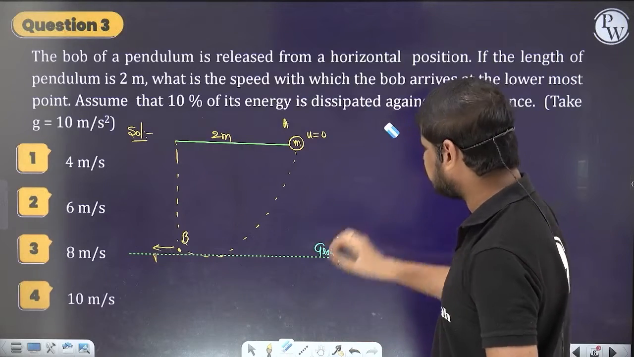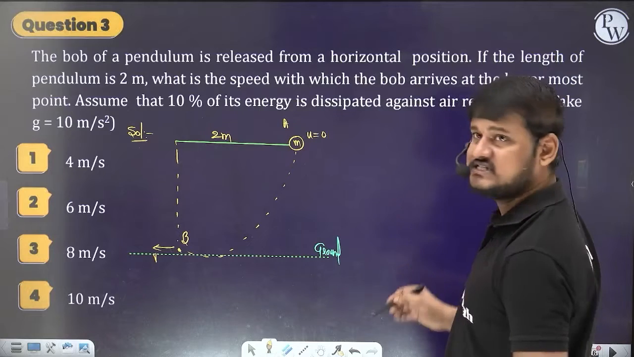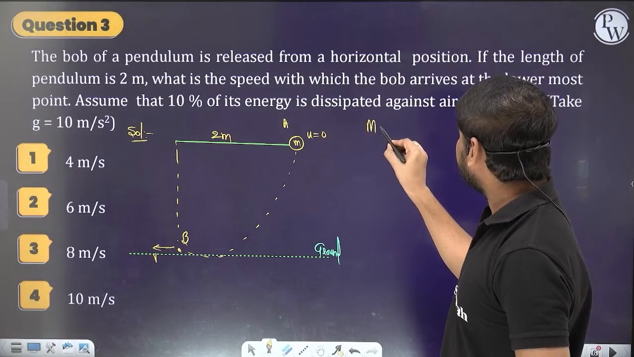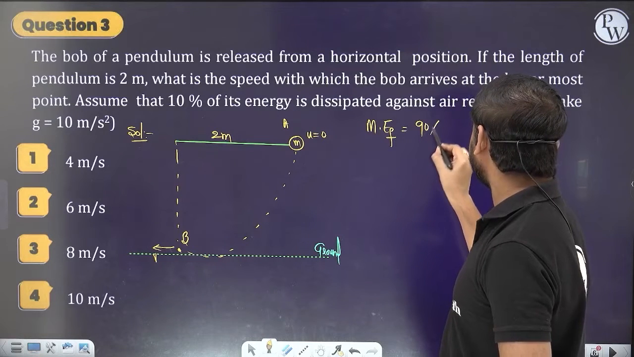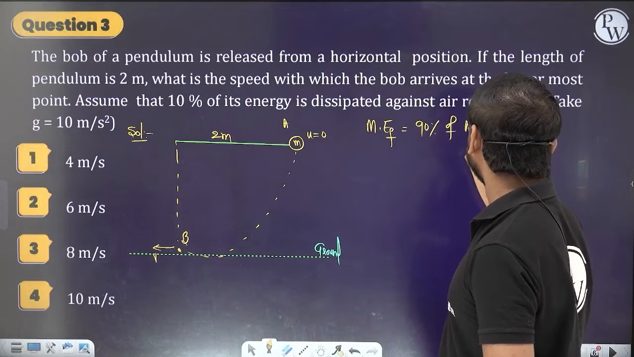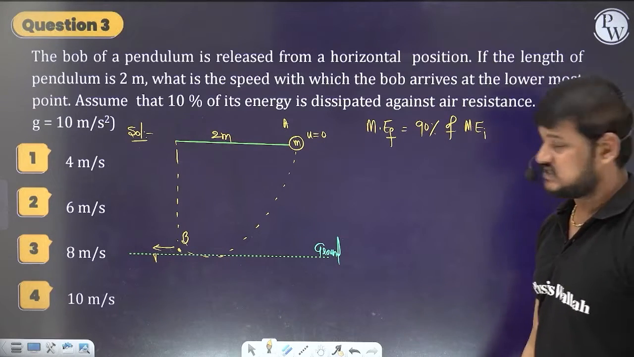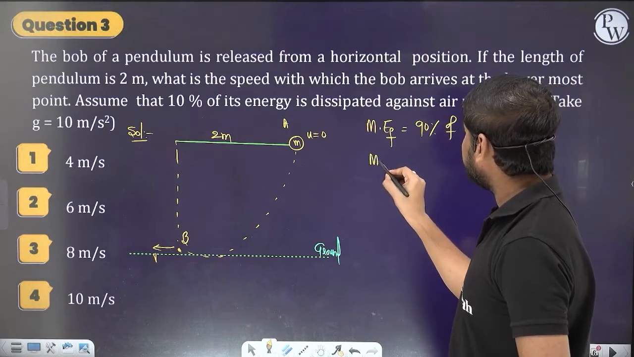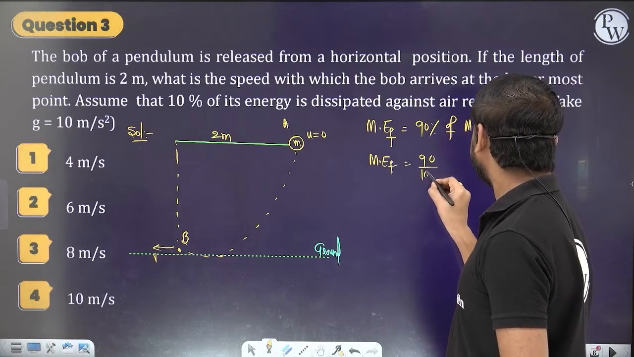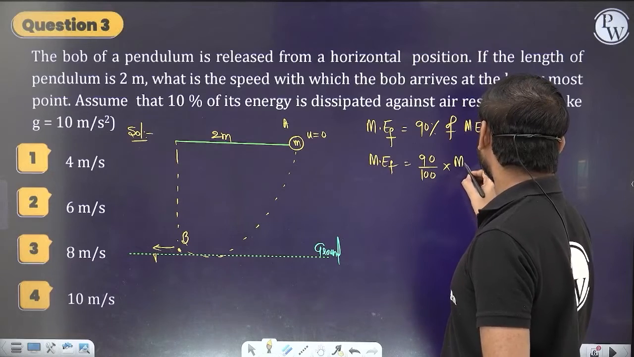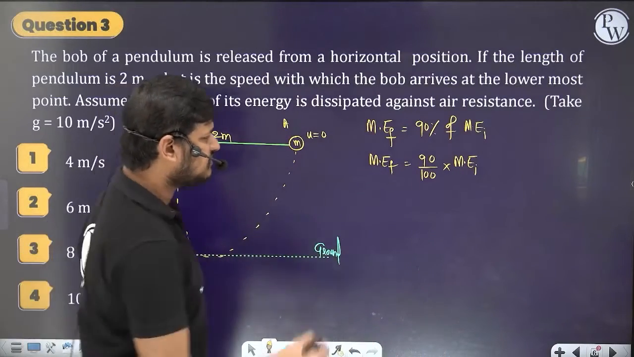In the question they said that 10% of its energy is dissipated against the air resistance. So that means the final mechanical energy will be equal to 90% of the initial mechanical energy, because 10% is dissipated against the air resistance. The final mechanical energy will be equal to 90 by 100 times the initial mechanical energy.